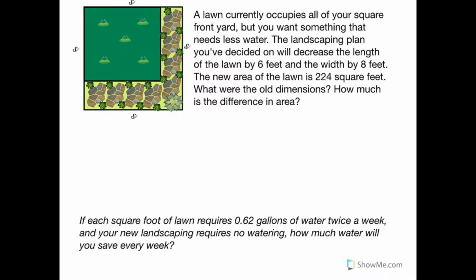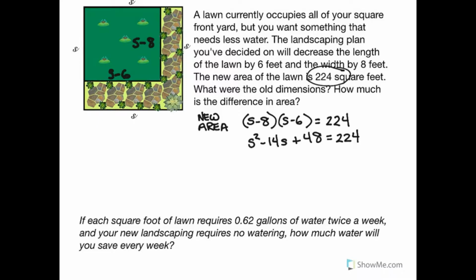The old lawn was square, and so all the sides were S. One side now is 6 feet less, so S minus 6, and the other side is 8 feet less, so it's S minus 8. The new area of the lawn is S minus 8 times S minus 6, length times width. But it's also equal to 224, tells us in the problem. So that's going to give me a quadratic equation. S squared minus 14S plus 48 equals 224.